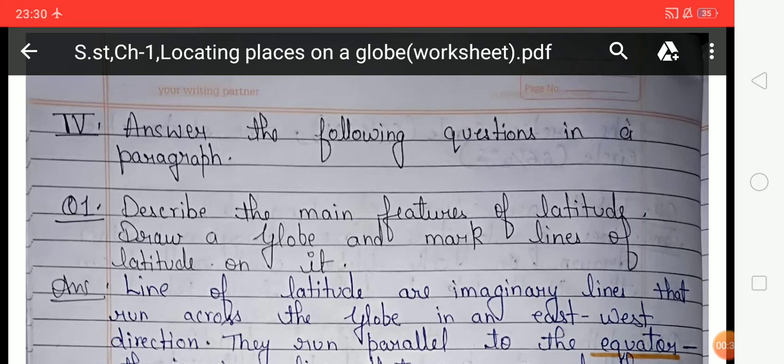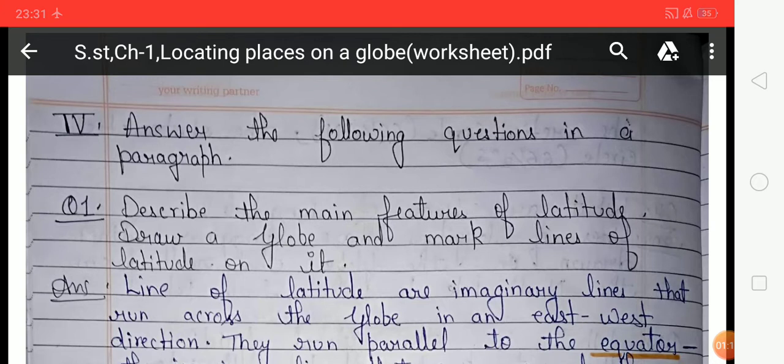First of all, we will learn about the lines on a globe. Imaginary lines. Imaginary means not real. The lines circling the globe in an east-west direction are called lines of latitude. They are parallel to the equator. Parallel means the lines are not connected with each other, running side by side, keeping the same distance between them.